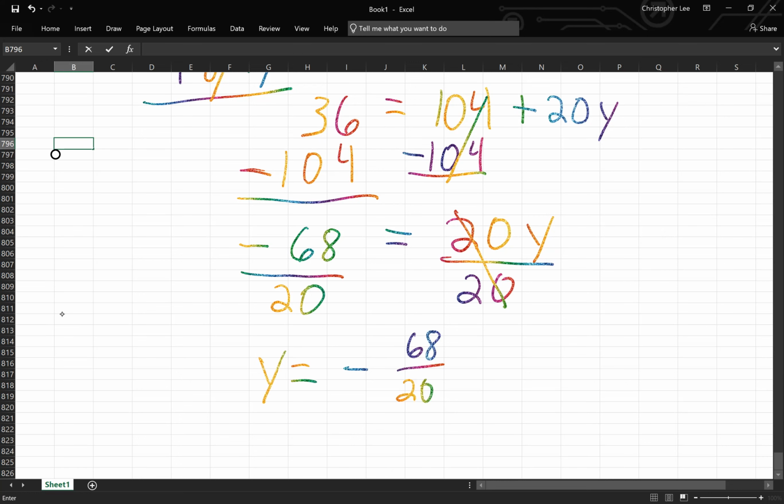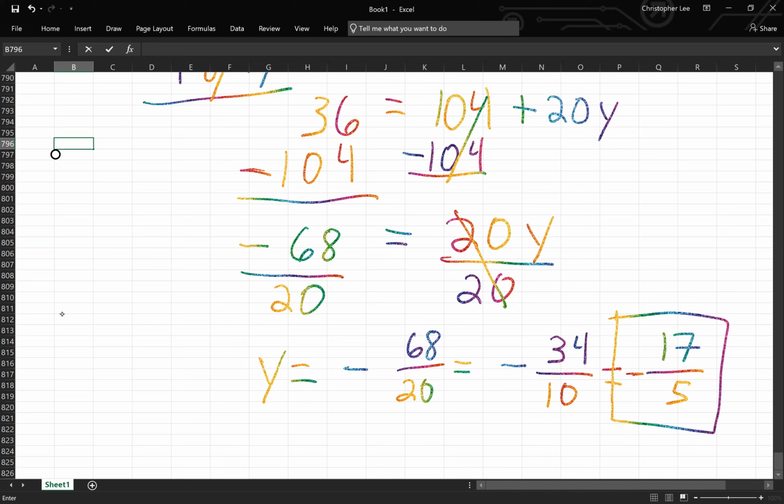But I feel like we could do better than that, right? We could reduce this a little bit. So this could be reduced. Let's divide it by 2. If I take 2 out, this would become 34 over 10. I feel like I could take the 2 out again. Cut this in half. What's that? 15, 16, that's 17 over 5. Don't forget the negative, right? So then that'll be my answer right there, negative 17 over 5.